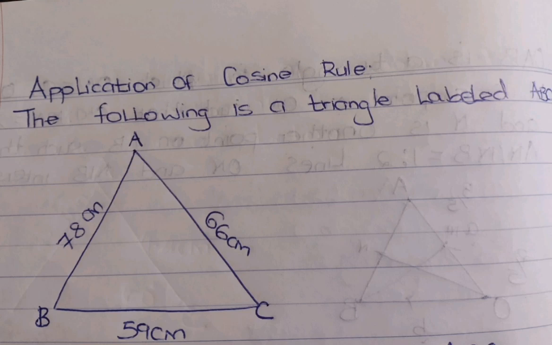Hi guys, today we are going to learn about the cosine rule, and we see the application of the cosine rule and how it's used in real life situations. In this case we are going to have a question which reads: the following is a triangle labeled ABC, and we are given the triangle.